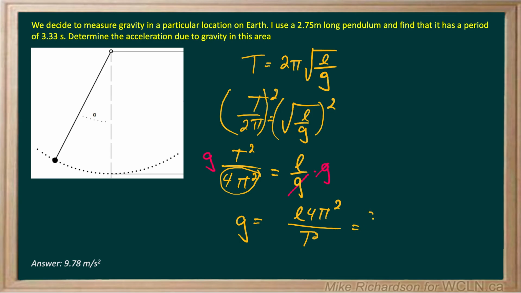Now L is 2.75 times 4 pi squared, and the period is 3.33 seconds, and we have to square that. And when we do all of that, we end up getting an acceleration due to gravity of 9.78 meters per second squared.